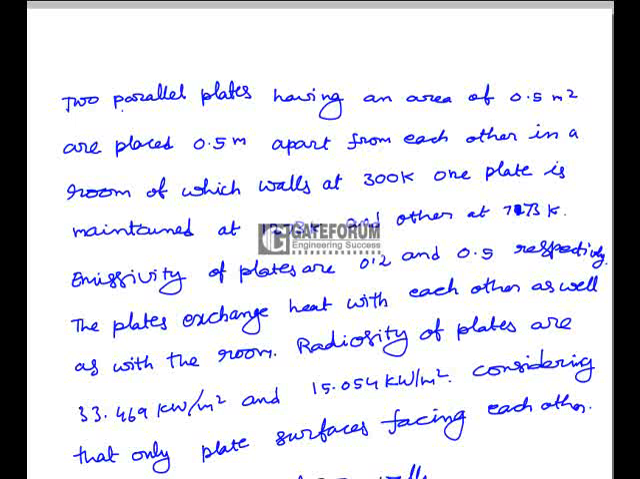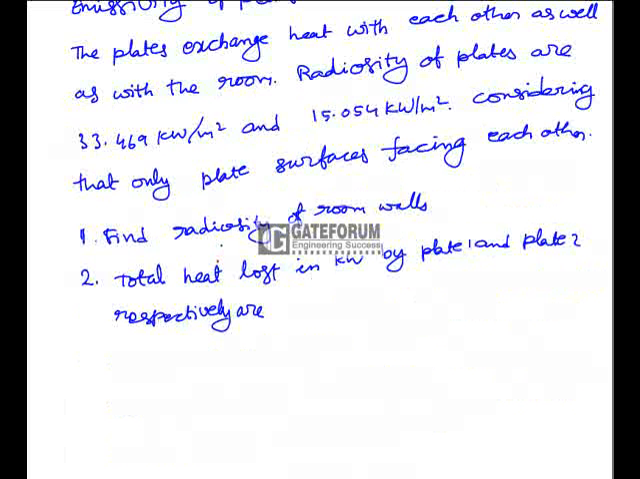so it is a common data question. It consists of two questions. Here the first question is find the radiosity of room walls, and here the second question is total heat lost in kilowatts by plate 1 and plate 2 respectively.